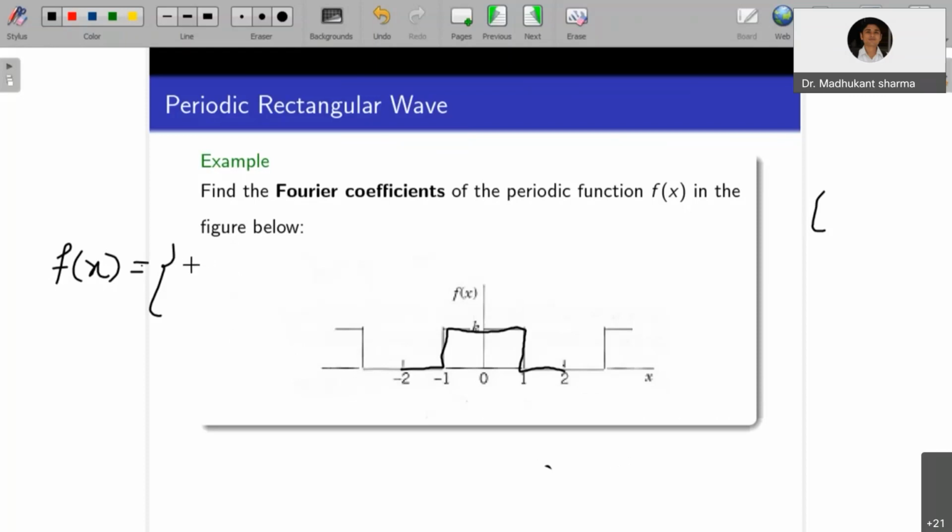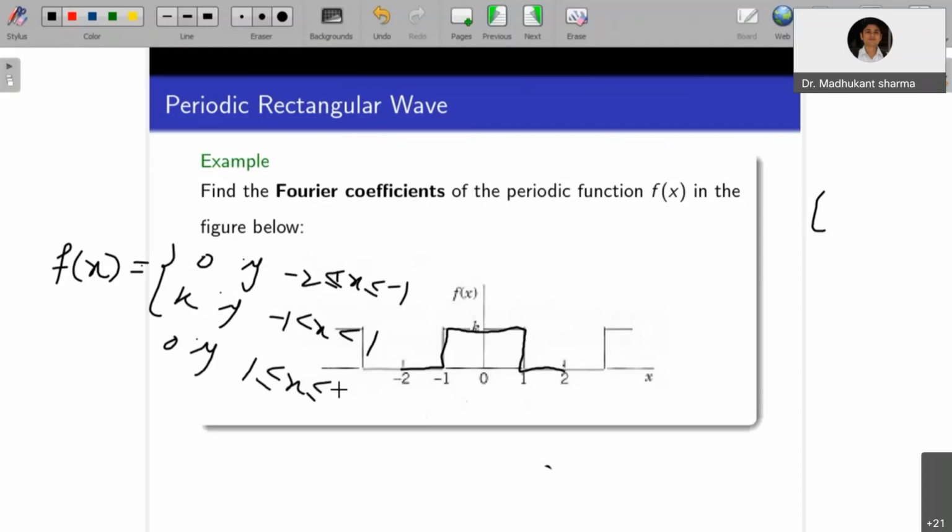So f(x) is 0 if minus 2 is less than or equal to x less than or equal to minus 1, k if minus 1 is less than x less than 1, and 0 if 1 is less than or equal to x less than or equal to 2. So the interval is minus 2 to 2, L is equal to 2. Now you have every piece of information.